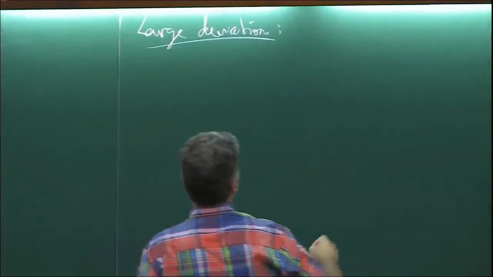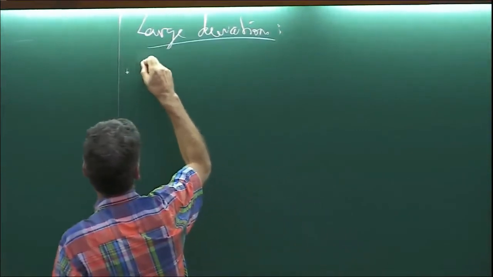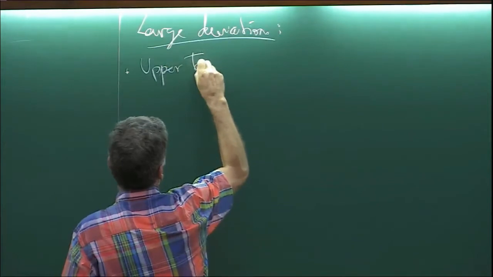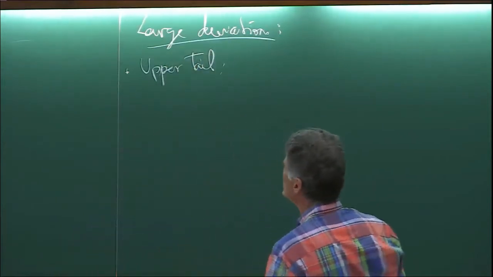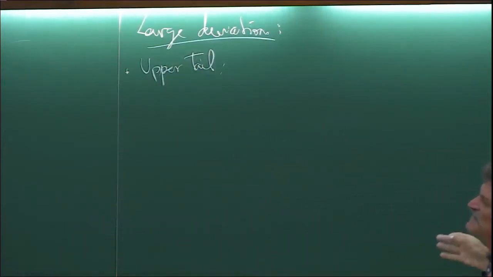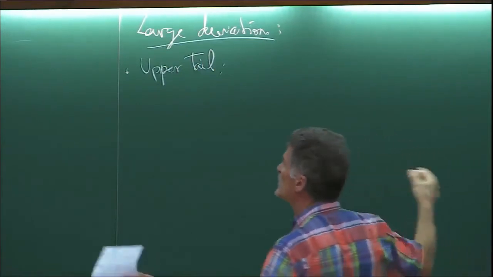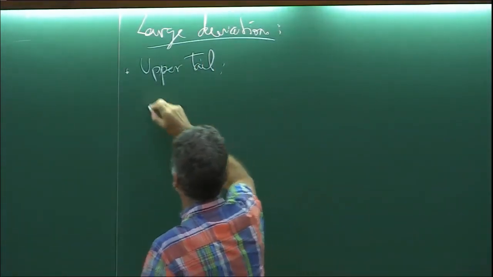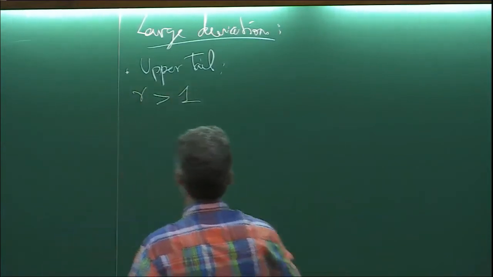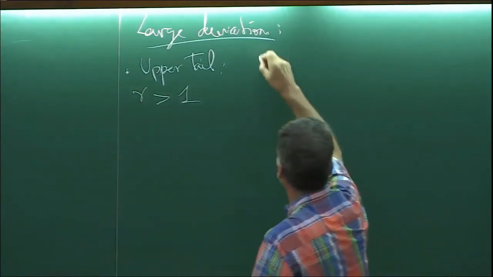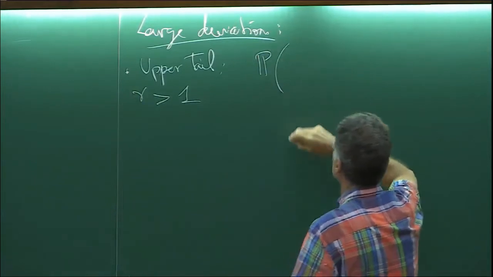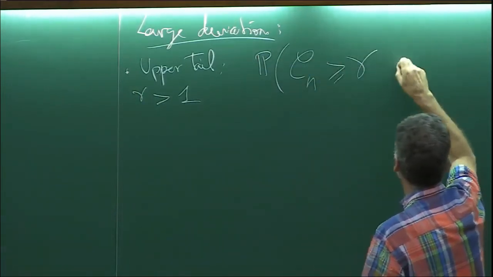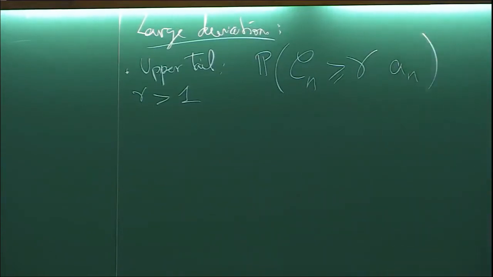There are two large deviations we can imagine. We have the upper tail. The upper tail is concerned with the probability for the cover time to be larger, by a fraction, than the typical cover time. So let me take gamma larger than one, this fraction, and I'm looking at the probability, starting from the invariant measure, for Cn to be larger than gamma times the typical cover time. Okay?